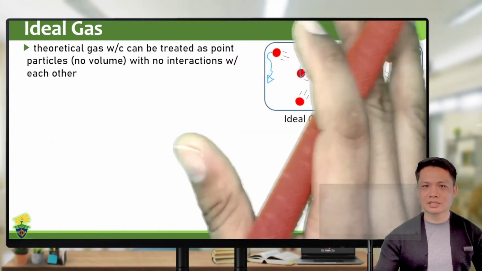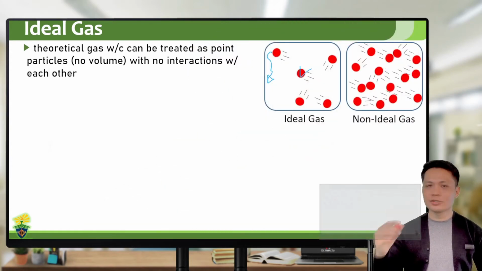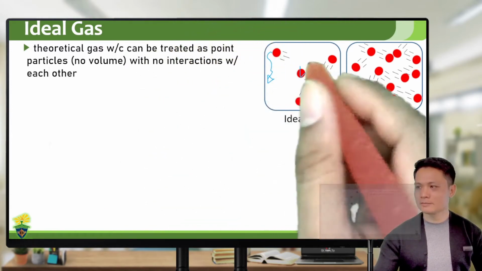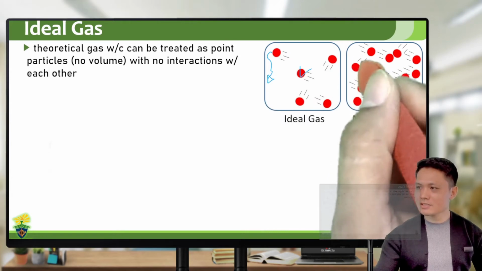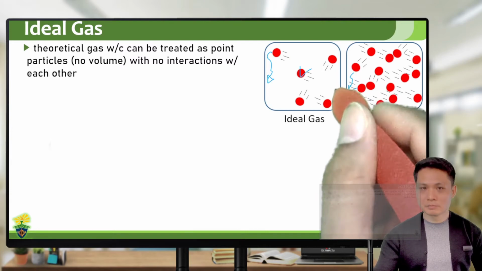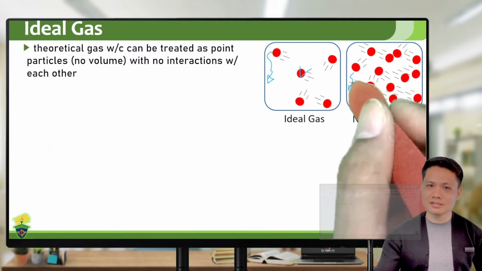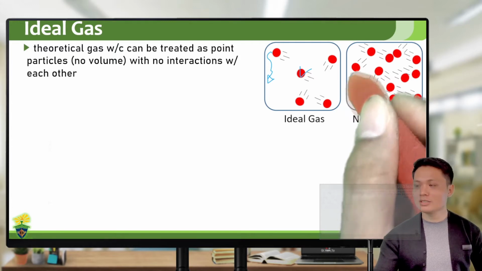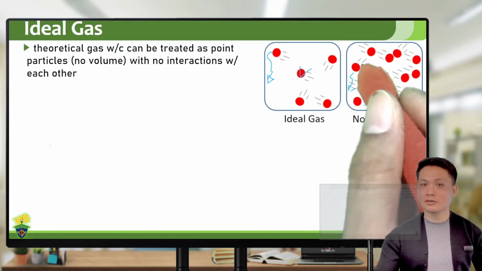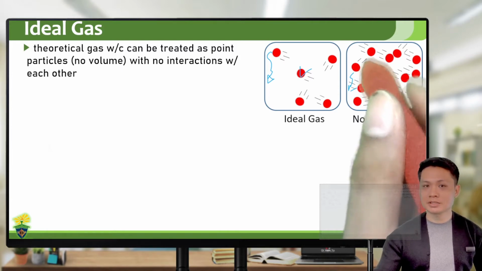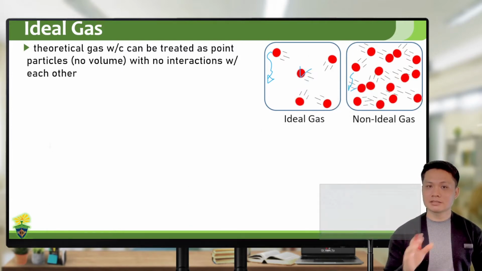However, for non-ideal gas, the situation is different because, again, these particles can move freely inside the volume, but they have the tendency of bumping with one another, and of course their motion is also affected by the presence of other particles. We will discuss that more later.